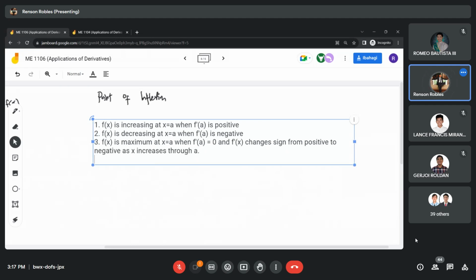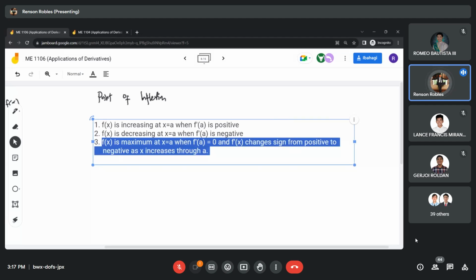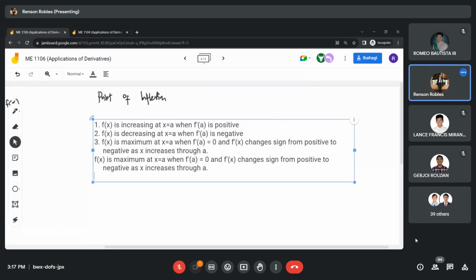Okay? Then, when we say that the function f of x is at minimum, it agrees with the opposite of this, so you have 4. F of x is minimum at x equals a when f prime of a is 0 and when f prime of x changes sign from negative to positive.